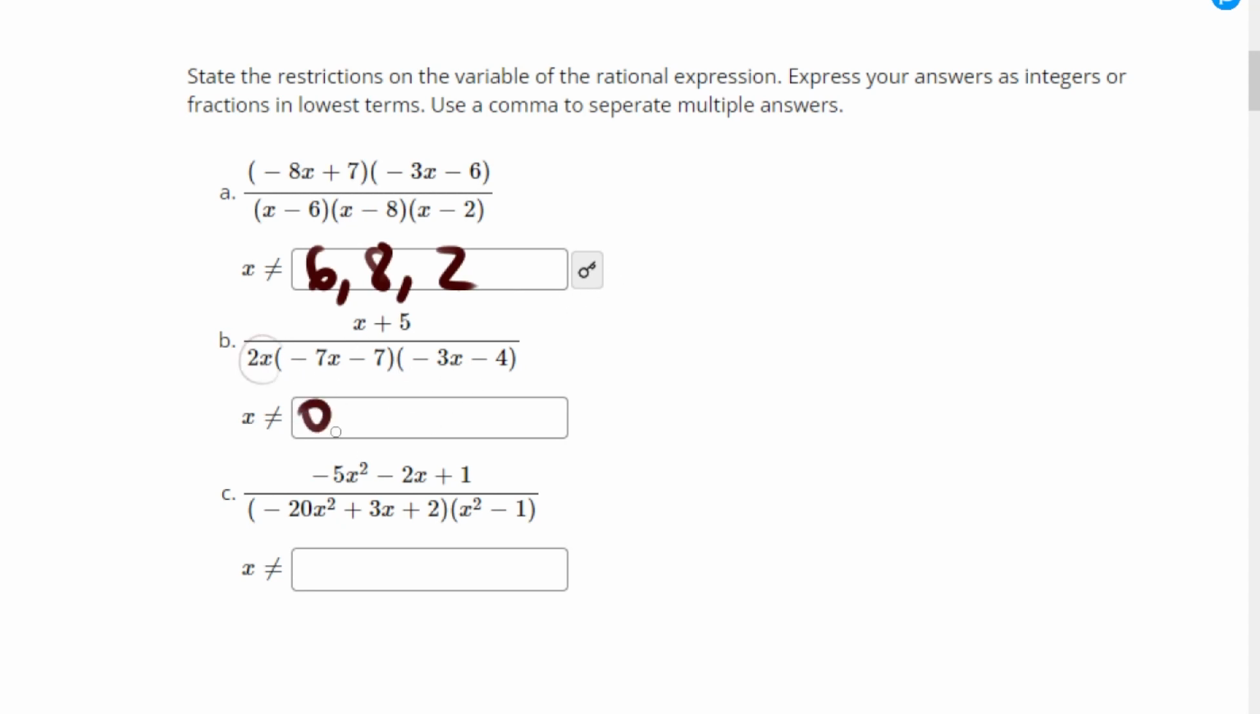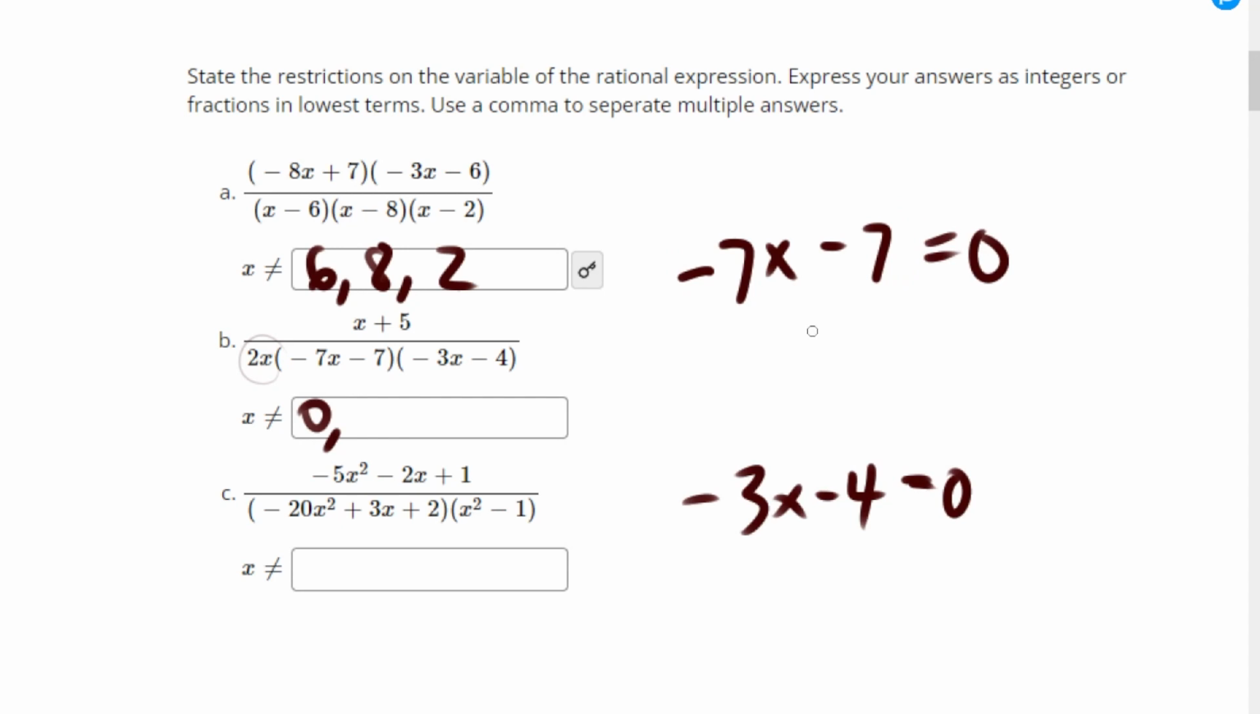Same for this one. If x is 0, the bottom will be 0. Now this one's a little harder to tell by our eyes, so we're going to set this equal to 0. So we have negative 7x minus 7 is equal to 0, and then we also have negative 3x minus 4 is equal to 0. Let's start with this one first. We'll add 7 to both sides, so we'll have negative 7x equals positive 7. X is equal to negative 1. So we cannot have x equal to negative 1. And we cannot have x equal to negative 4/3.